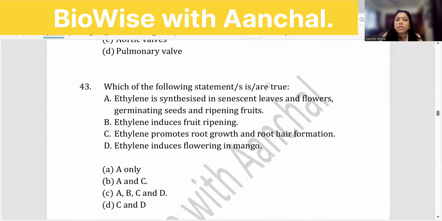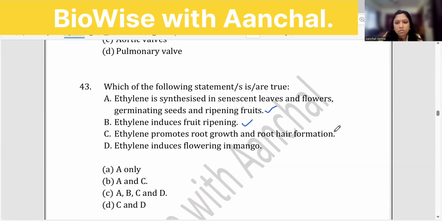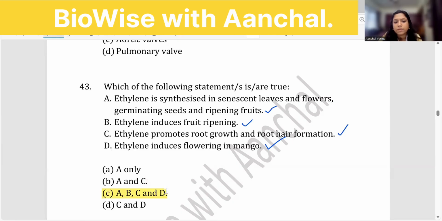Then, which of the following statement is or are true? So, let us see. Ethylene is synthesized in senescent leaves and flowers, germinating seeds and ripening fruits. It is correct. Ethylene induces ripening, that is also correct. Ethylene promotes root growth and root hair formation, that is also correct. And ethylene induces flowering in mango, that is also correct. All the four statements are correct. So the answer is A, B, C, D.